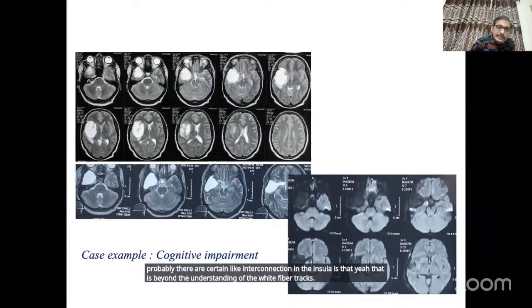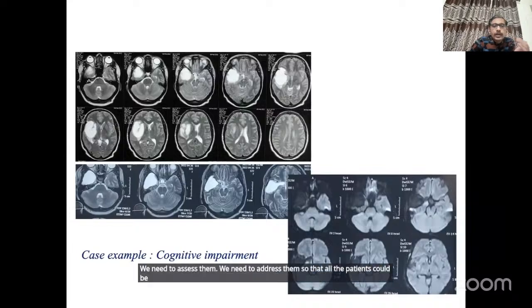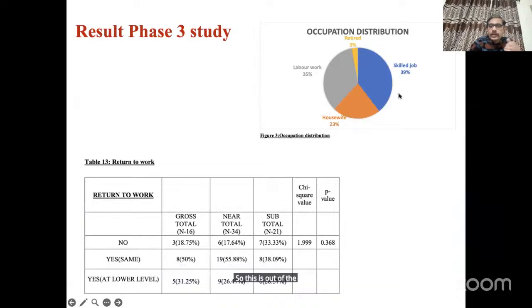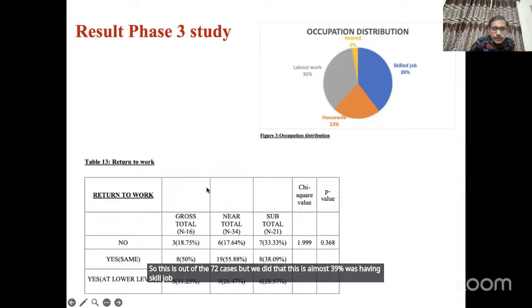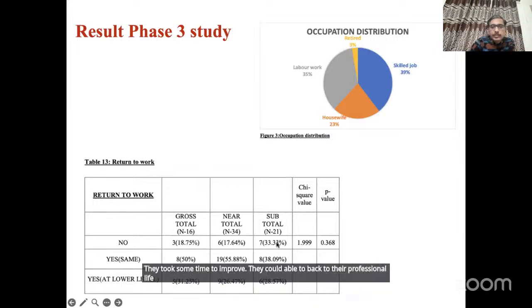We need to assess them, we need to address them, so that all the patients can go back to their professional life. Out of these 72 cases, almost 39% had a skilled job, and the result which we got last month was that almost 50% of the patients were able to go back to their professional life with the same cognitive status. However, almost 22 to 30% of these cases took some time to improve before they could go back to their professional life. However, some 10 to 15% of the cases could not go back to their professional life.